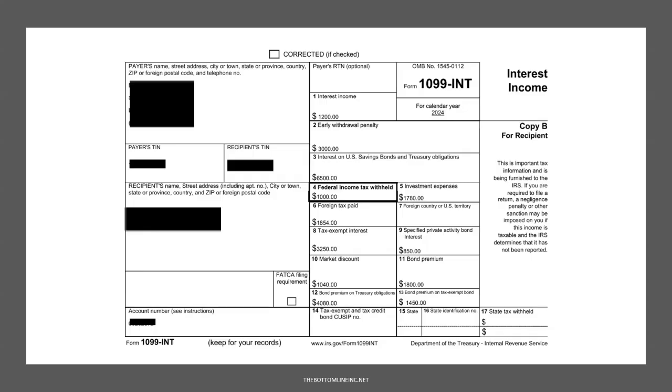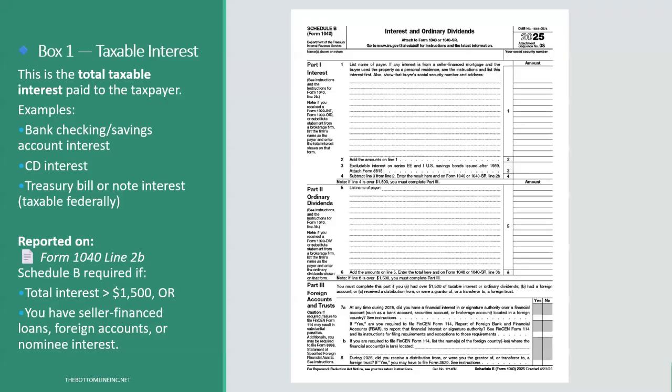And for our purposes, we're just entering this data. We have to know where to take this data and how to put it on our tax return. So if your interest is over $1,500, or you have self-financed loans, foreign accounts, or if you're seller financing, you sell a house and you hold the note, you hold the mortgage, you have to report them. And this is where we're going to report our interest and ordinary dividends. But we're just talking about interest.